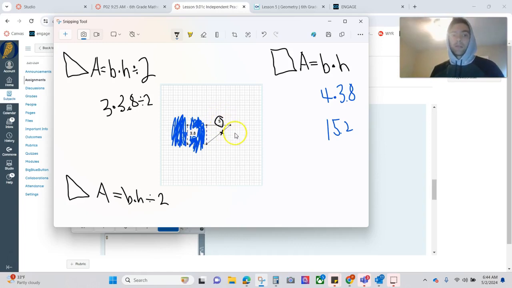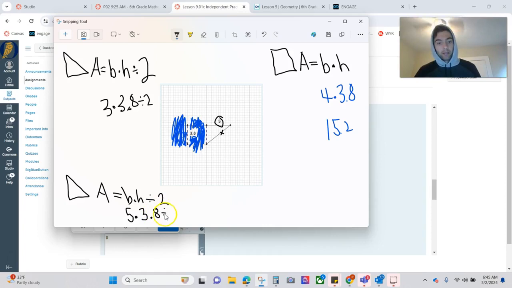Oh, here we go. There's the base. There's a horizontal side, and it does have the height coming right out of it. So our base is 5, and our height is, I think it's still 3.8. This dotted line and this dotted line are attached to the same parallel lines, meaning those two dotted lines are the same length. So the height is 3.8. Both triangles are the same tall. They have the same height.